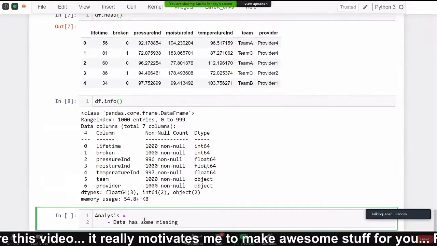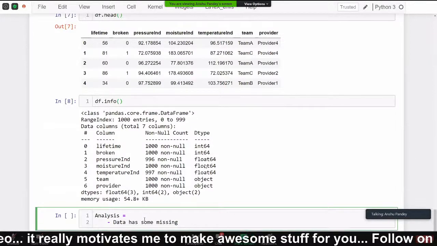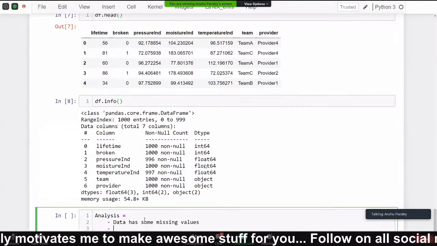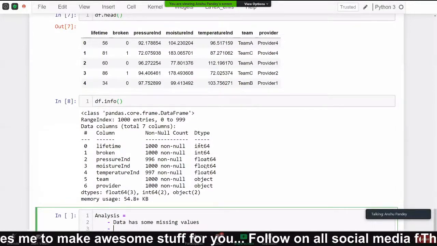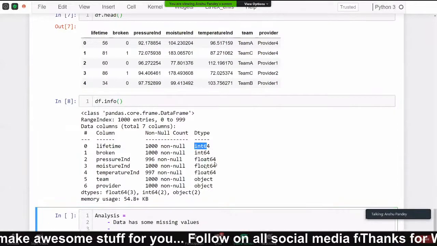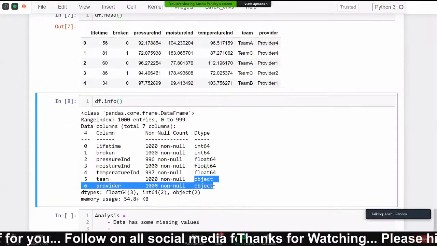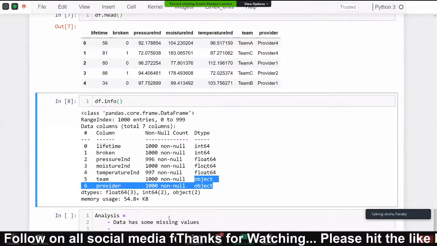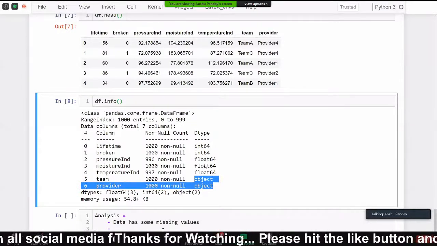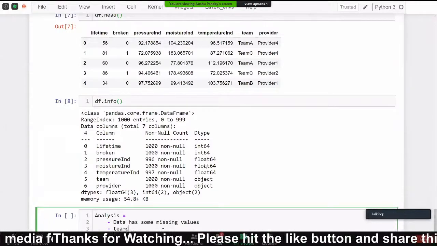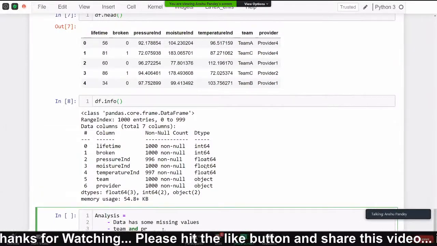Right, so we are not exactly counting or cleaning them at the moment. This is just the exploration, right? The rest of the columns are quantitative, like int and float, but these are qualitative. Object means they have strings. You would want to further explore them, right? So team and provider.